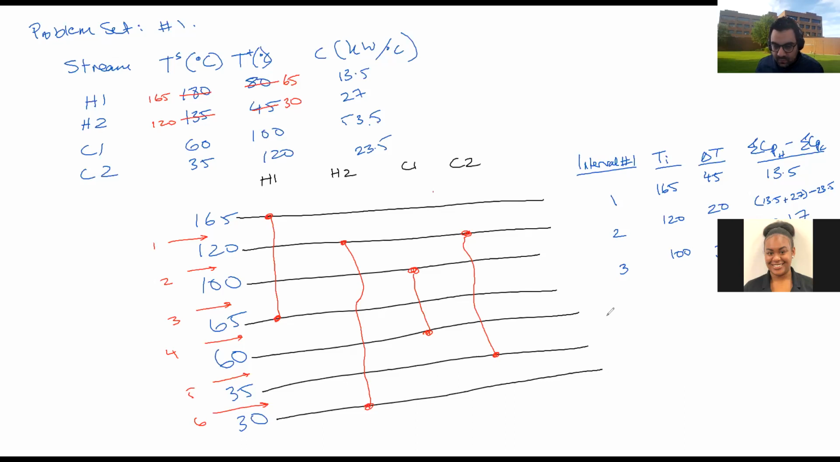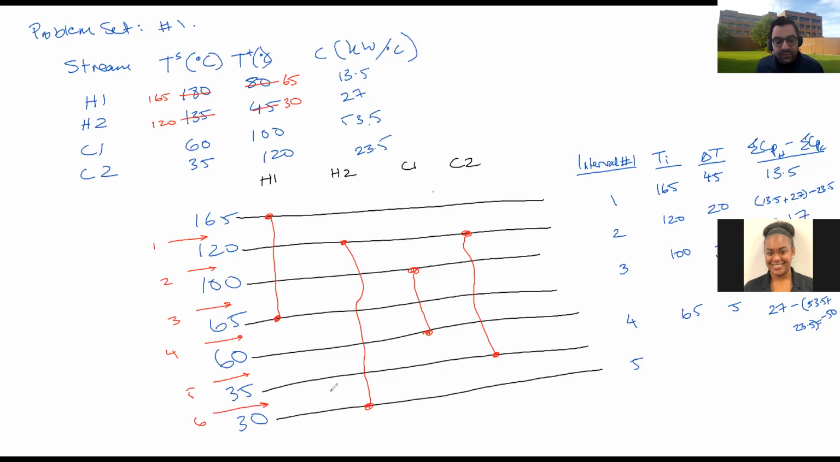Then we're at interval 4. Let's look at interval 4. The initial temperature is 65. The delta T in this interval is 5. And summation of Cp hot minus Cp cold: I have one hot stream here, which is H2. So it's 27 minus, I have 2 cold streams. Summing these two up, 53.5 plus 23.5. And this will give me 27 minus 53.5 minus 50, right? So I have minus 50 here.